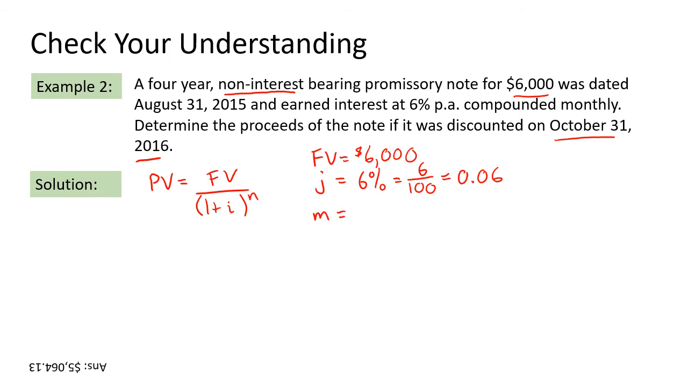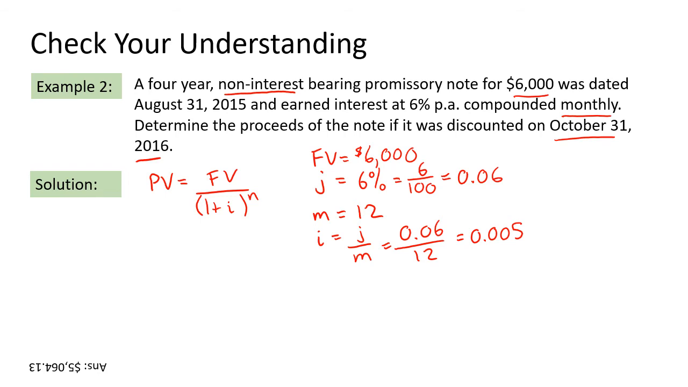Our number of compounding periods per year, again provided in the question, was compounded monthly. So if it's monthly, that means our total number of compounding periods per year is 12. Now we can calculate the periodic interest rate, I, because that's equal to J divided by M, which is 0.06 divided by 12, which is equal to 0.005.